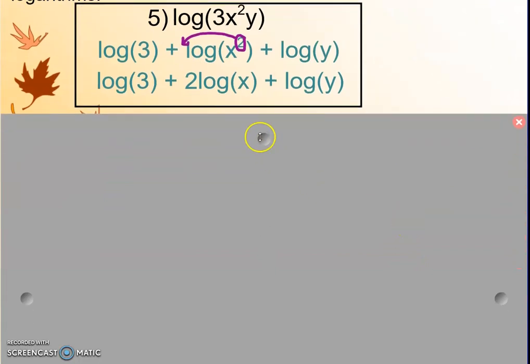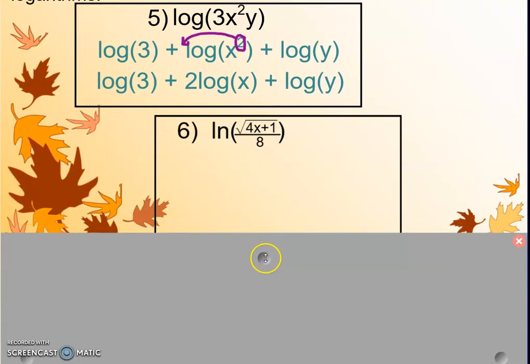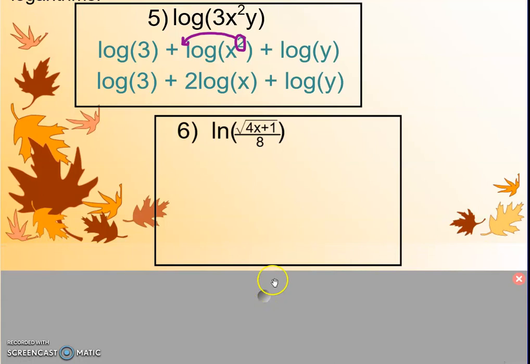Let's keep going. Let's try number 6. Ooh, a natural log. Okay. Now, the temptation we're fighting here is the temptation to do too much. We're going to take this as far as we're allowed to take it, and the trouble is students want to take it even further, and you can't.